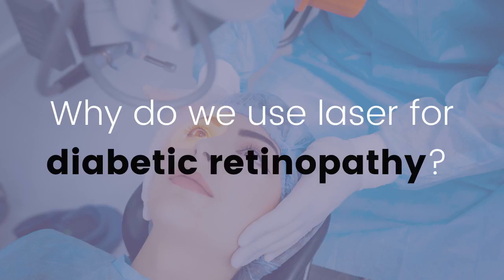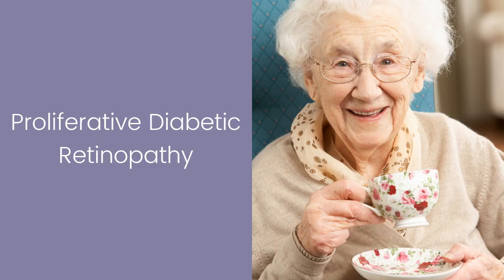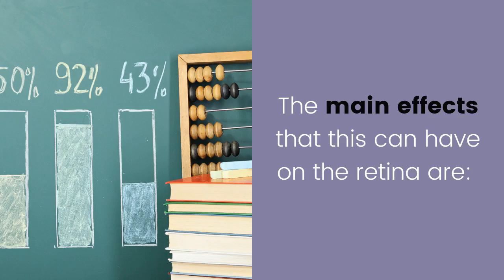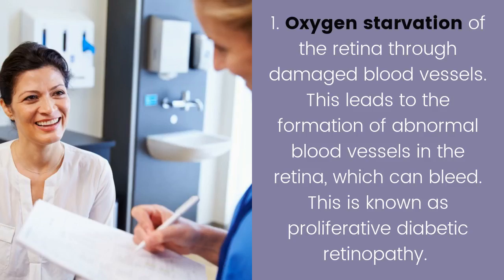How do we use laser for diabetic retinopathy? Proliferative diabetic retinopathy. Diabetic retinopathy occurs when high levels of blood sugar seen in diabetes mellitus damage the blood vessels of the retina. The main effects that this can have on the retina are oxygen starvation of the retina through damaged blood vessels. This leads to the formation of abnormal blood vessels in the retina, which can bleed. This is known as proliferative diabetic retinopathy.